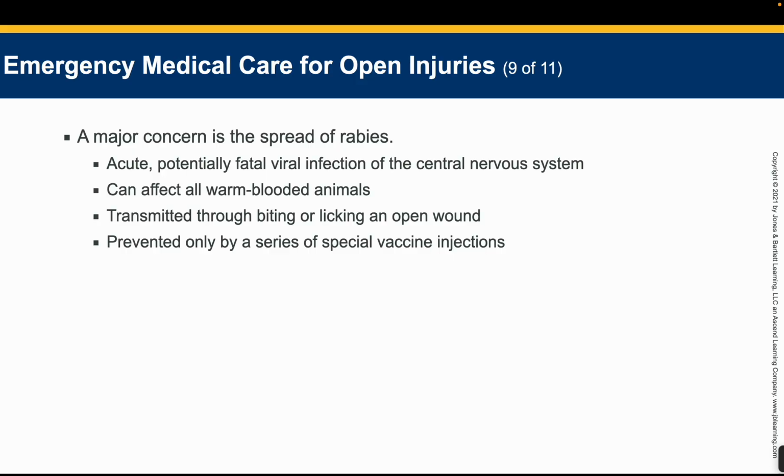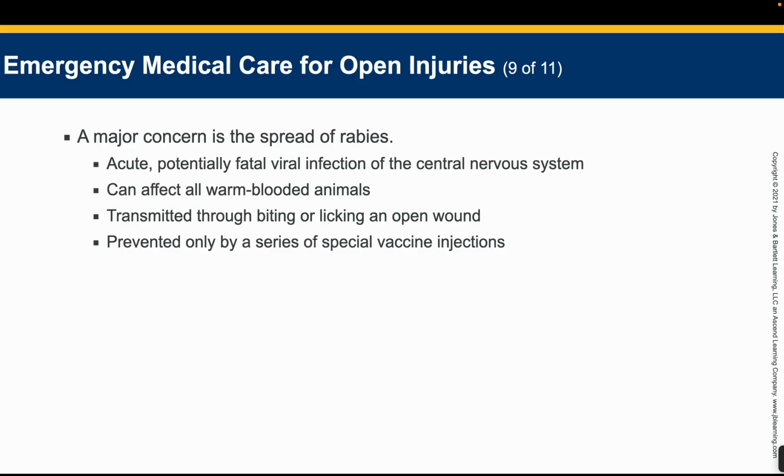Another major concern with animal bites is the spread of rabies. Rabies is an acute, potentially fatal viral infection that affects the central nervous system. It can affect all warm-blooded animals, including humans, and it's typically transmitted through a bite or even saliva entering an open wound. What makes rabies especially dangerous is that once symptoms develop, it's almost always fatal. The good news is it's preventable, but only if treated early with a series of specialized vaccine injections.